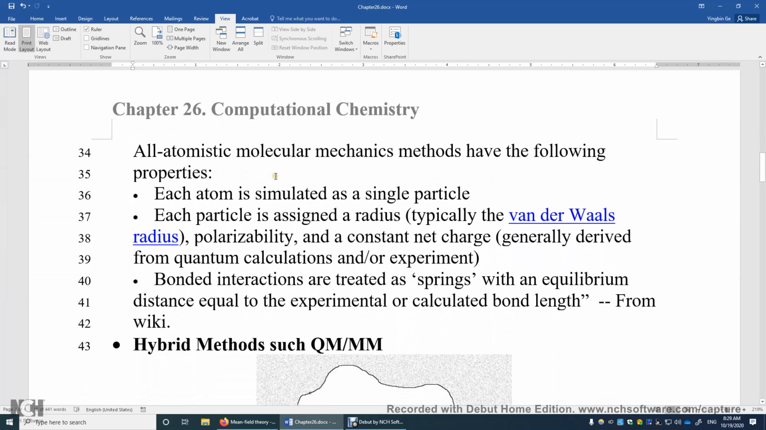So again, in summary, in molecular mechanics, each atom is simulated as a single particle or just a sphere. Each particle is assigned a radius, for example, van der Waals radius. Each particle is assigned a polarizability because we can then calculate the interaction between the induced dipole and dipole moment, and a constant net charge when there is a charge or partial charge. For example, if you have a bunch of HCl molecules, we assign a partial positive charge to the hydrogen atom and a partial negative charge on the chlorine atoms.